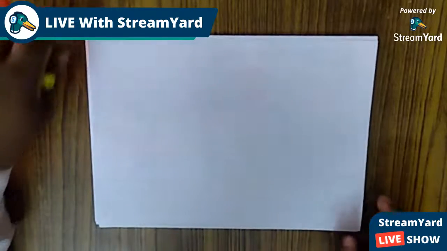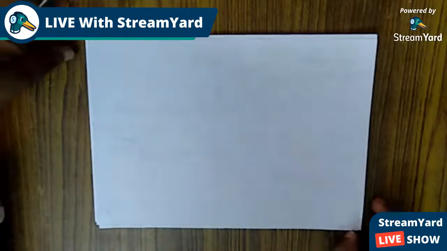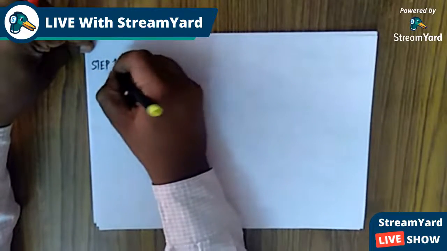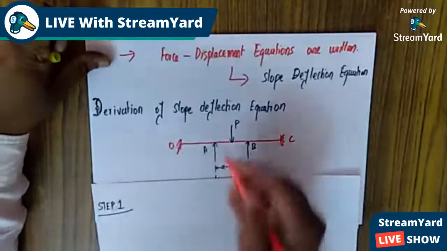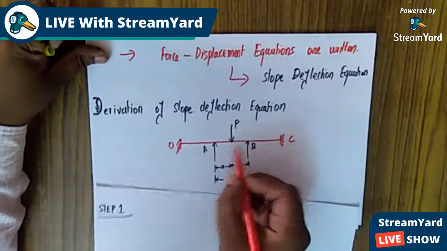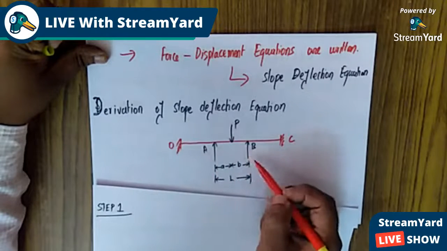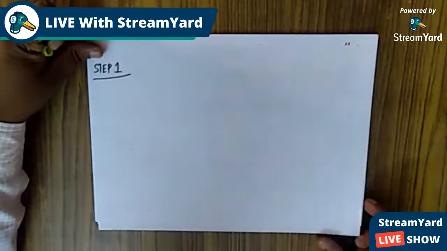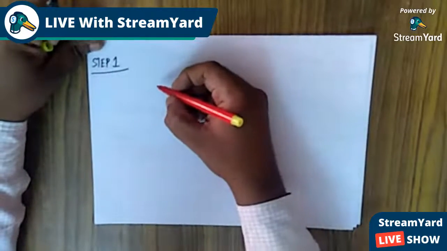For that we are going to discuss 4 steps. Initially I am going to give step 1. As I have given the loading in the span AB, which is acted on by a point load P, it is not acting at the midspan, it is at a distance small a from the joint A and some other distance b from the joint B. Due to this loading effect, there would be end moments developed at joint A and joint B.